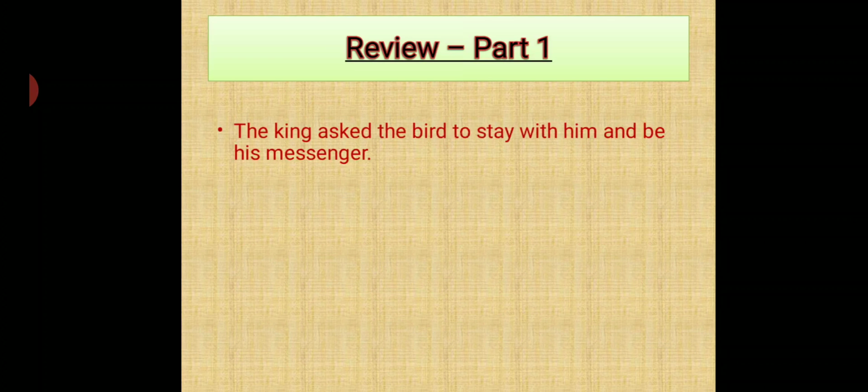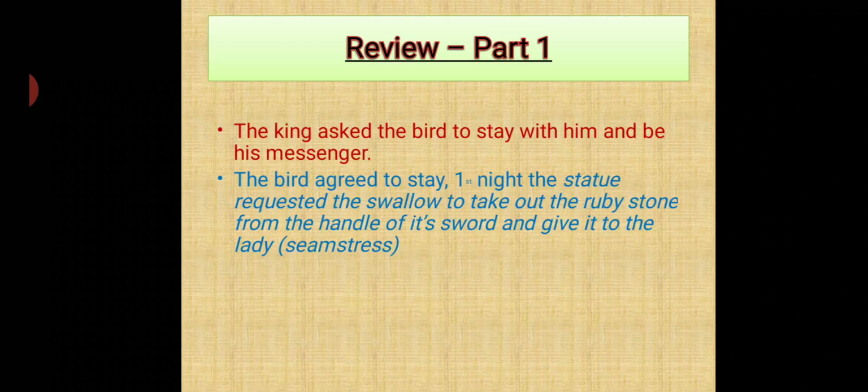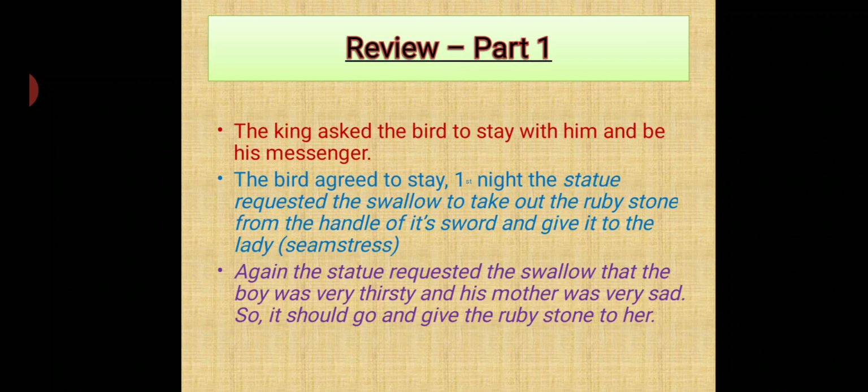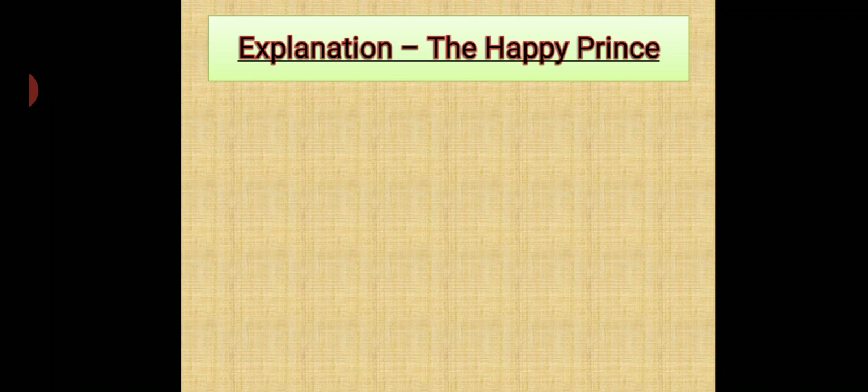The king asked the bird to stay with him and be his messenger. The bird agreed to stay. On the first night, the statue requested the swallow to take out the ruby stone from the handle of its sword and give it to the lady seamstress. Again, the statue requested the swallow that the boy was very thirsty and his mother was very sad, so it should go and give the ruby stone to her. Now, we will be starting with the other part of the lesson.